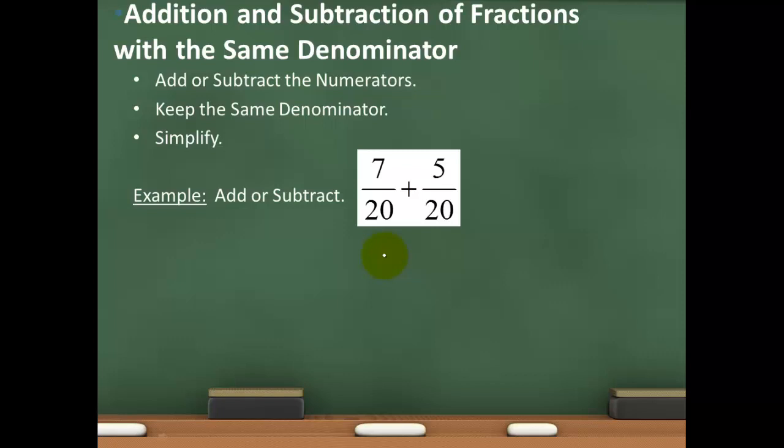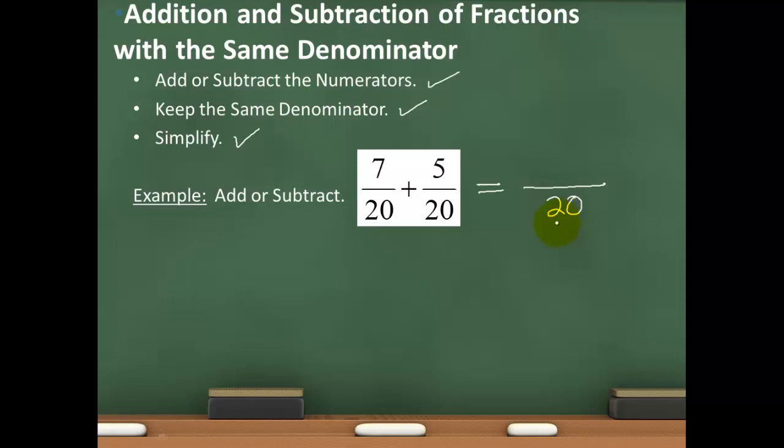All right. What we're going to do is add or subtract the numerators, keep our same denominator, and then simplify. All right? And so I have this example here, 7 over 20 plus 5 over 20. In order for me to do that, notice first that I have the same denominator. So my answer should have that same denominator.